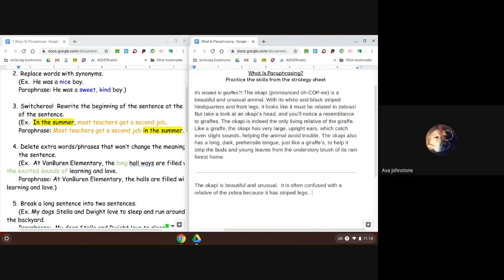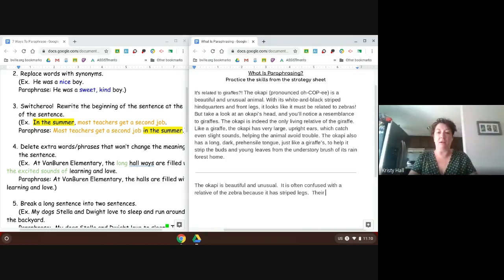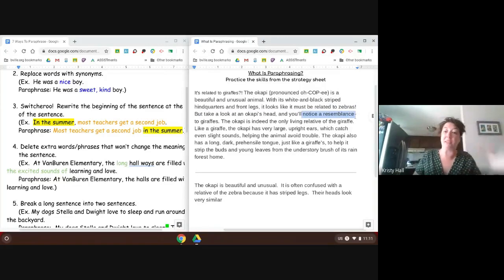Their heads are very similar to a giraffe's. Yeah, that's great. So instead of saying an okapi, very similar. So instead of saying you'll notice a resemblance, I'm saying they look similar. Great job. To giraffes. Perfect. All right, let's go to the next part.